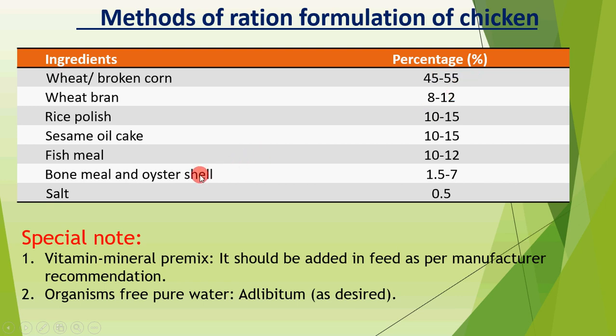So you have to think about all the nutrients. That means when you prepare a ration for poultry, at that time you have to think about the nutrient, like wheat carbohydrate, fish meal protein, salt. That means this is the mixture of nutrients. And here the important thing is vitamin and mineral mix depends on the manufacturer's recommendation.